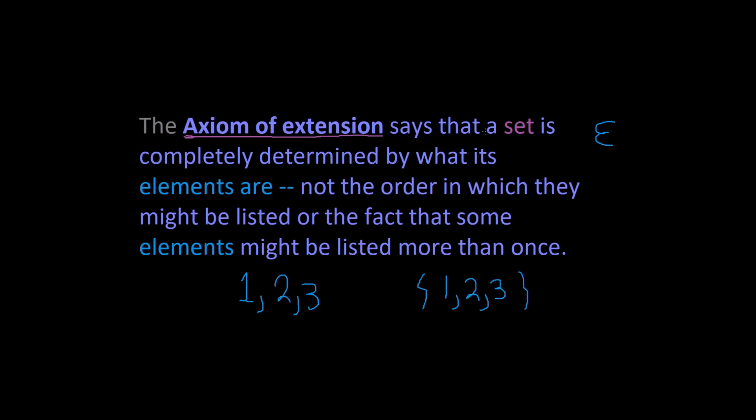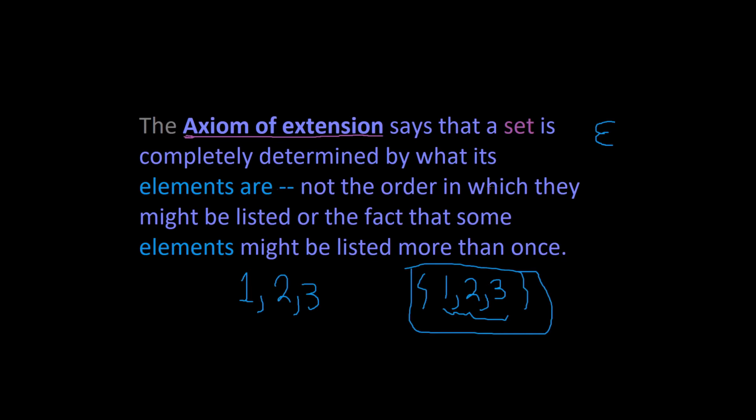And so it says that a set is completely determined by what its elements are. And so this is what determines the set. And here's one set. This is not a set. So if you have some numbers written out, that's not a set. It has to be in set notation form.